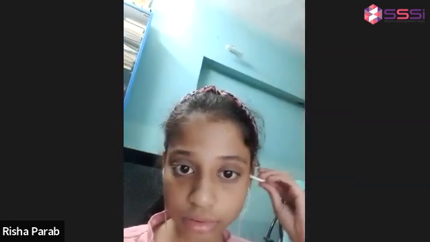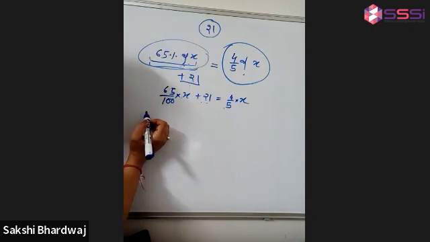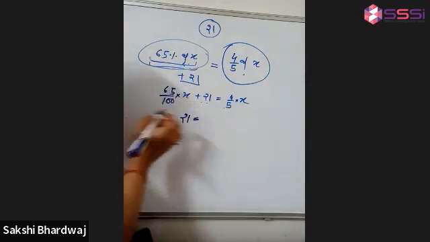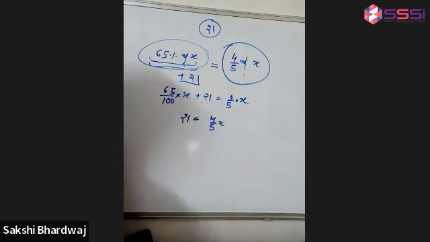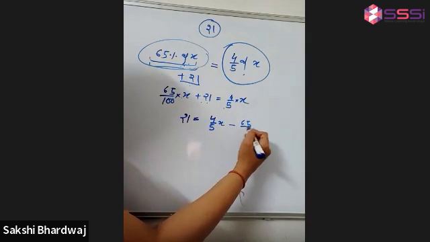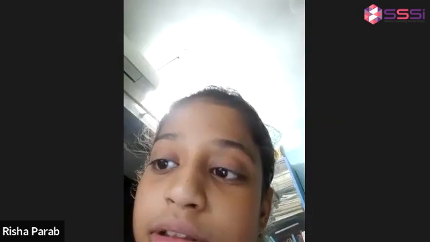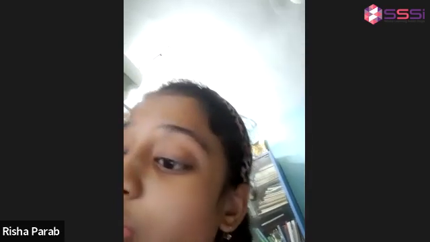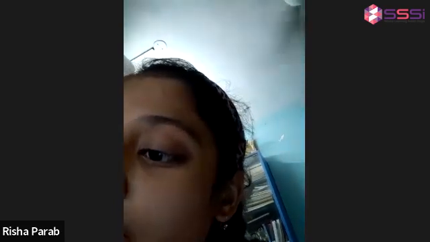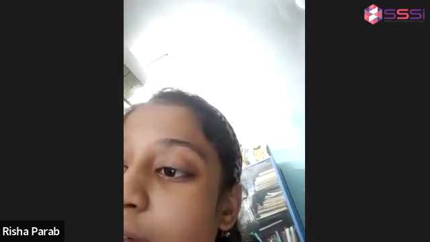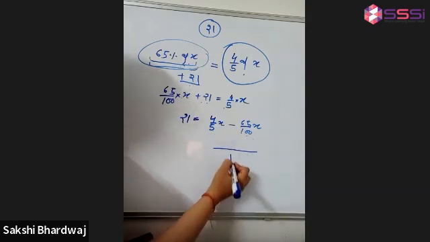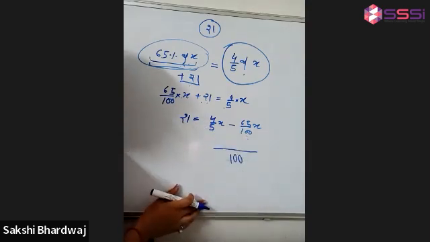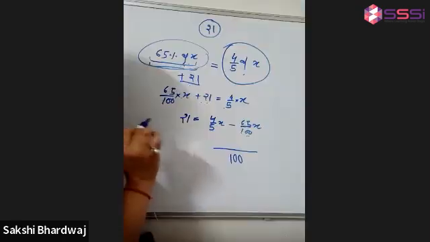65% means 65/100. So 4/5 of x minus 65/100 of x. That's how we solve an algebraic equation: we need to put x entirely on one side. x in brackets, 4/5 minus 65/100. We take the LCM of 5 and 100. What will come? 100. When any of them is a multiple of the other number, 100 is a multiple of 5, so 100 will come in the denominator.